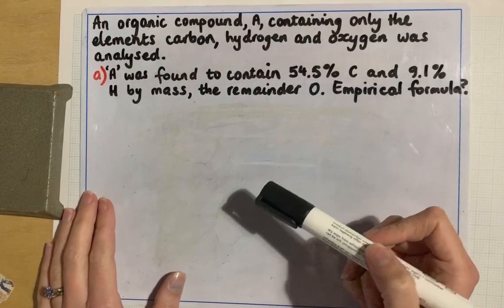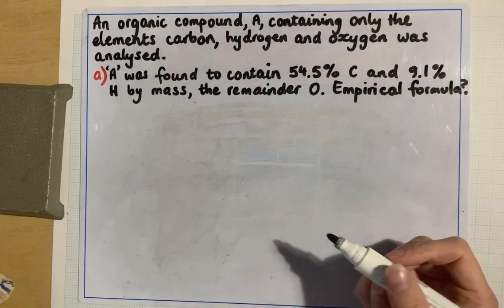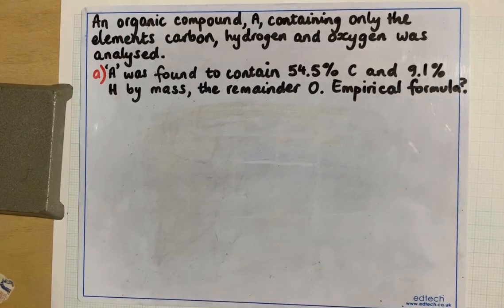An organic compound A containing only the elements carbon, hydrogen and oxygen was analysed. A was found to contain 54.5% carbon and 9.1% hydrogen by mass, the remainder being oxygen. Determine the empirical formula of the compound.